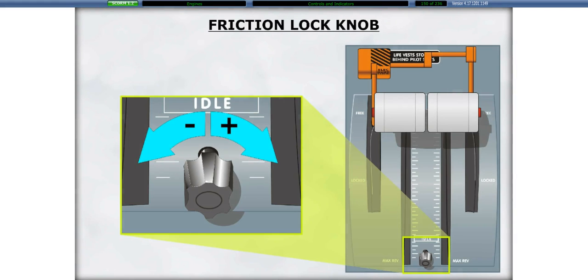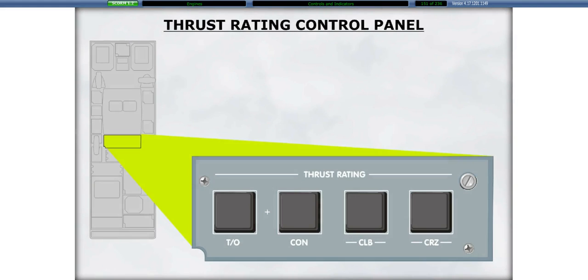The resistance to the thrust lever movement can be adjusted by rotating the friction lock knob clockwise. Rotating the knob counterclockwise decreases the amount of friction. The desired thrust rating mode is selected by the thrust rating control panel.